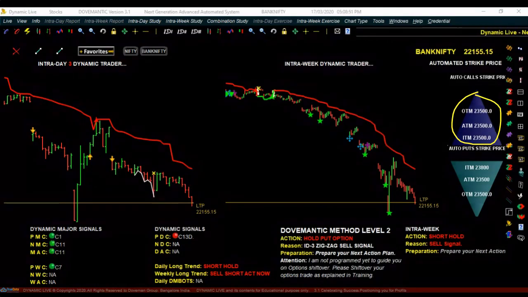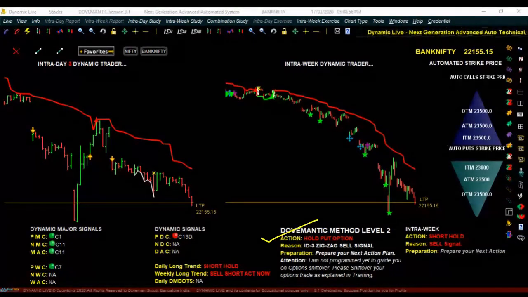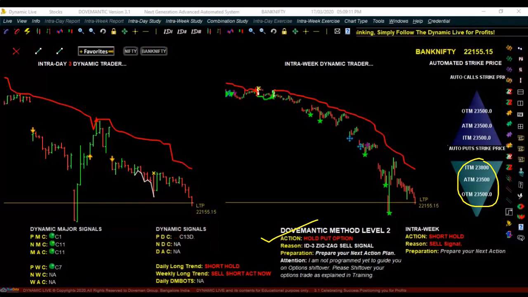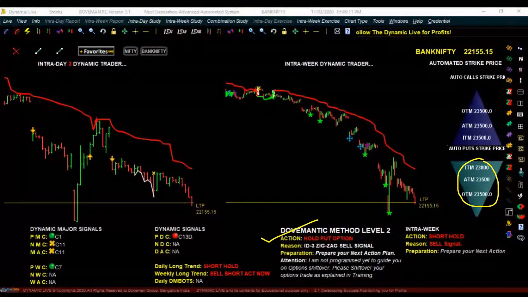Got it? Similarly, if it tells you to buy a put option in the action information, then you are supposed to look at the pyramid at the bottom pointing downwards. These are the three different strike prices available. Any one of these strike prices you are supposed to pick. Now, how do we pick? That is also very easy.